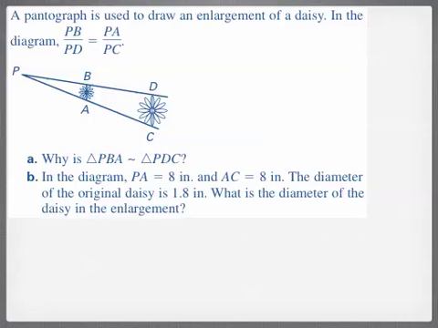Notice that both of these triangles share angle P, or angle P is an angle in both triangles. And then they also give us the information in the question. They say PB over PD equals PA over PC. What that tells us is that the two sides that are including angle P are proportional. So why is triangle PBA similar to triangle PDC? It would be because of the side angle side similarity theorem.